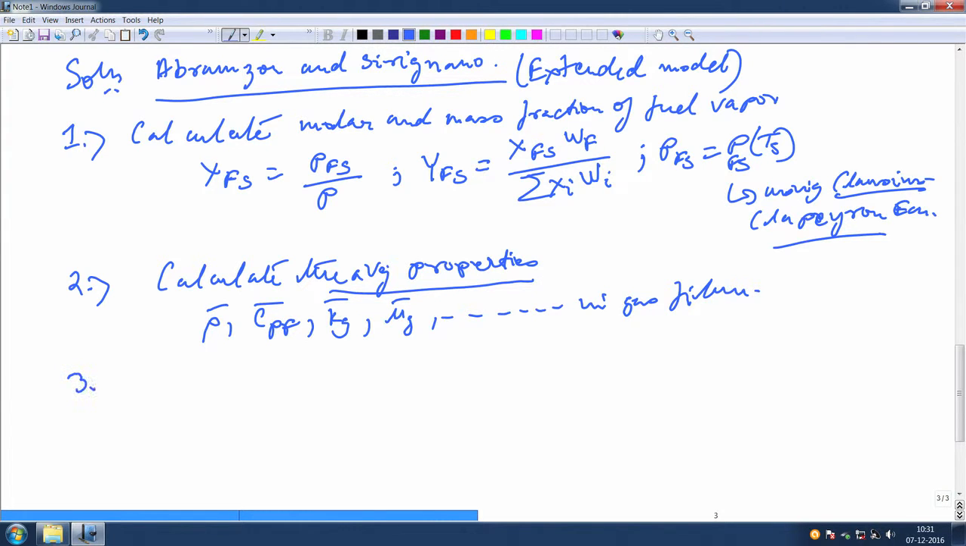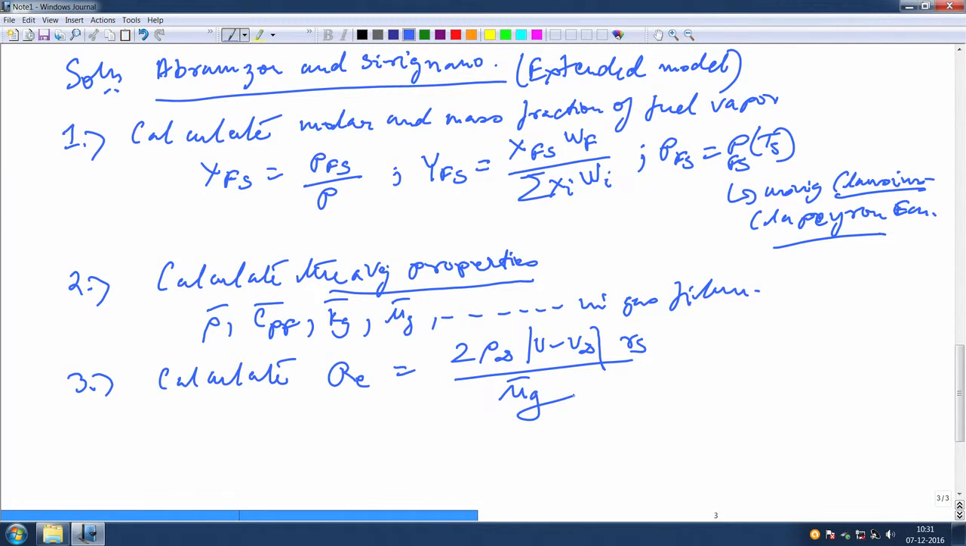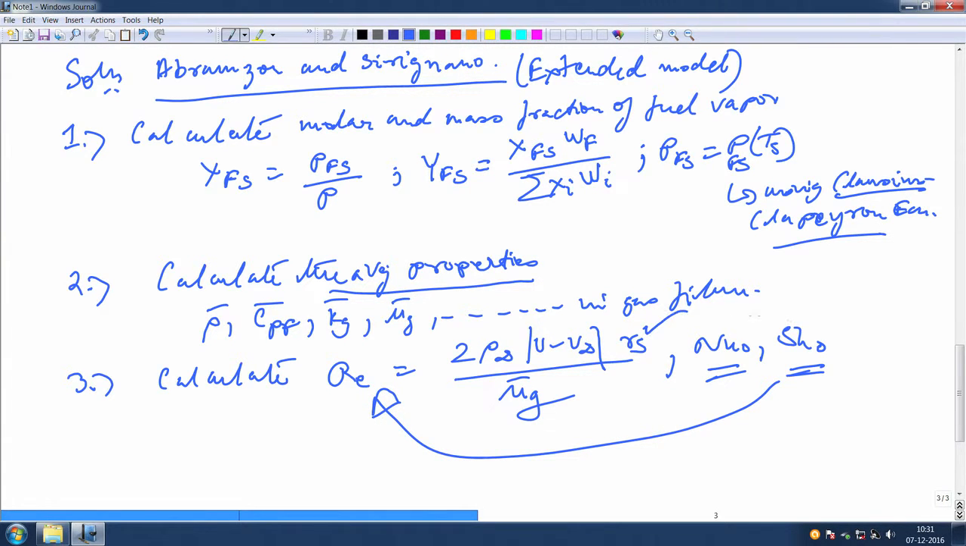Then the third step is that you calculate Re. This is the gas phase Reynolds number, as we know. If you recall, that was (U minus U infinity) R_s divided by mu_g. You also calculate Nu naught and Sh naught. We have defined all these quantities earlier. These are all related to your Reynolds number, as we showed. So, you can calculate all these quantities in step 3.